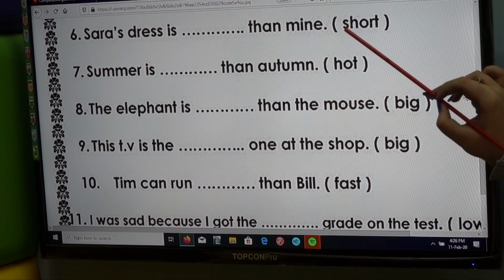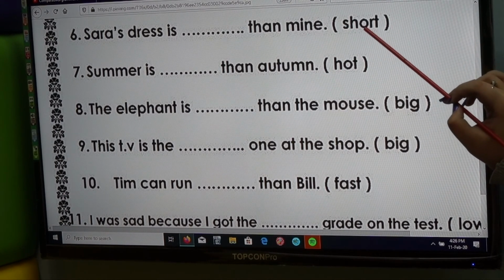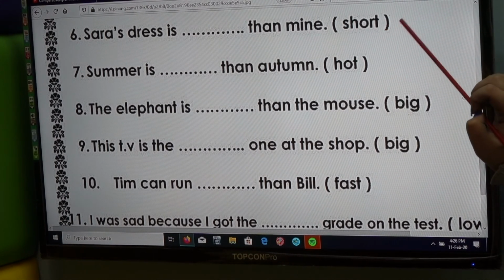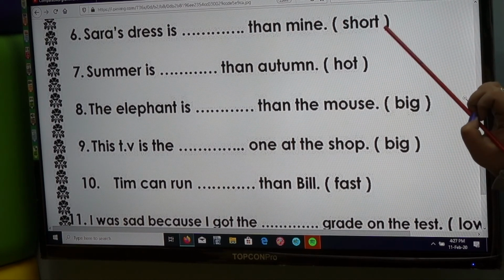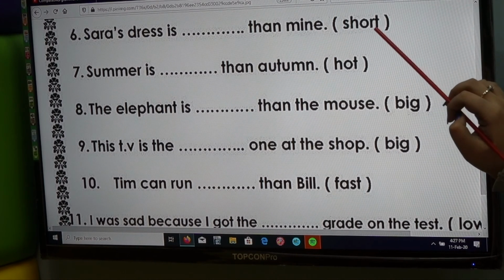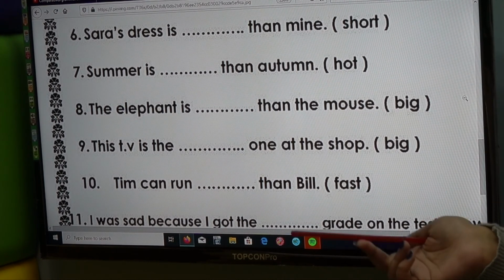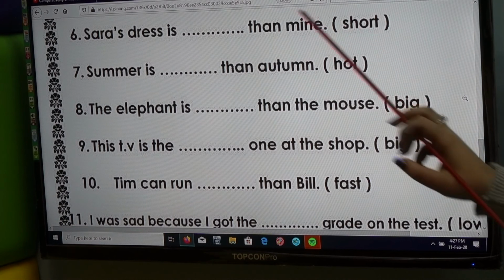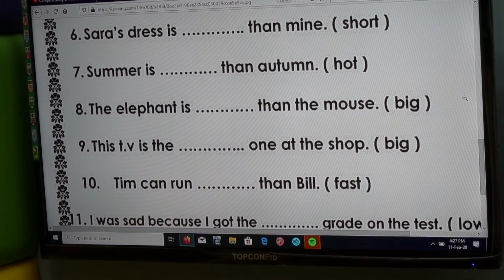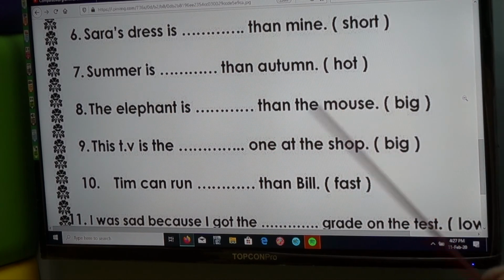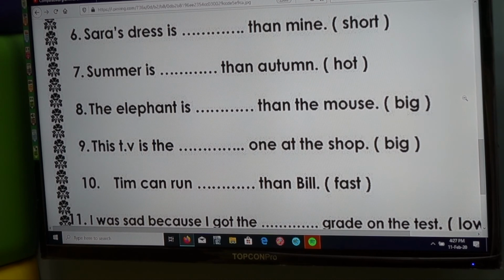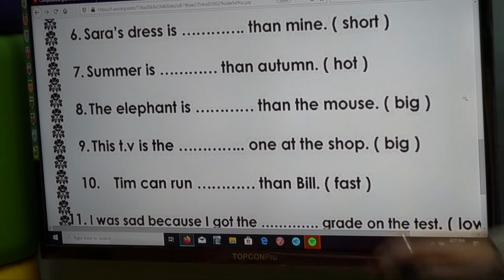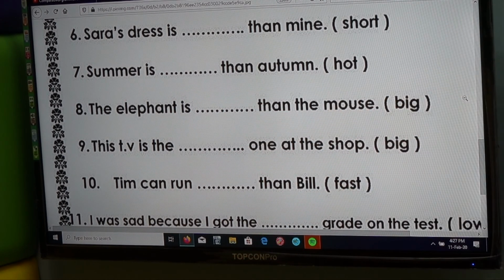1, 2, 3. Okay, check your answer. That should be SHORTER, because it ends with R and T. Both are consonant. Nothing special, right? So shorter. Number 7. Summer is what than autumn? How many seasons are they comparing here? Summer, autumn. 2 things again, right?